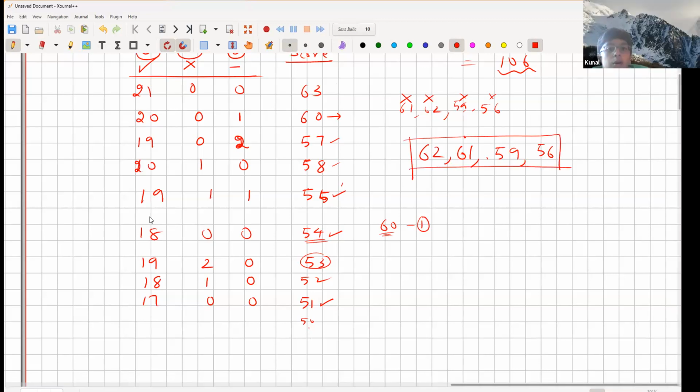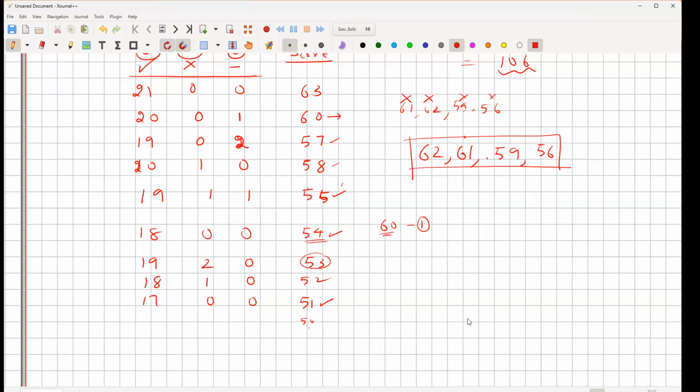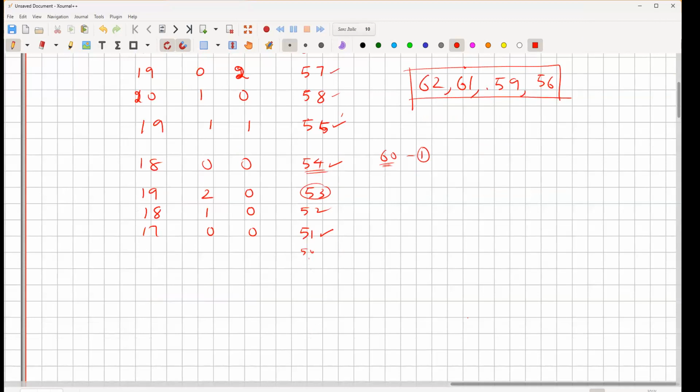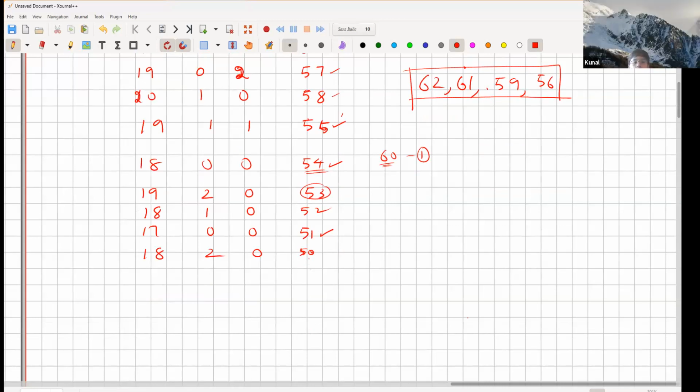Which is not possible, Kunal? 50. Obviously, it should be possible because it's a very small number, right? All you have to do is achieve 54, and then I'll make 2 mistakes. 54 minus 4 is 50. Agreed, Kunal? Okay, so every number beyond this is possible.